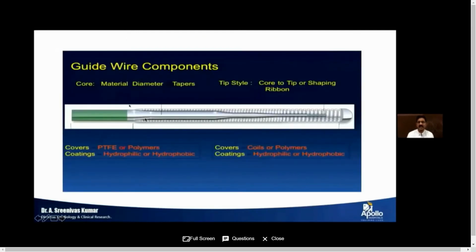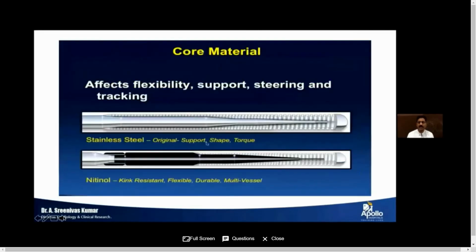This is another better cartoon of the same wire make, showing the core and the inner and outer covers and the tip of the wire. If you understand it, the distal tip may not have a coil so as to make it more shapeable and give more bend possibility. Then, as I said, if you have a stainless steel core material here, the support would probably be better.